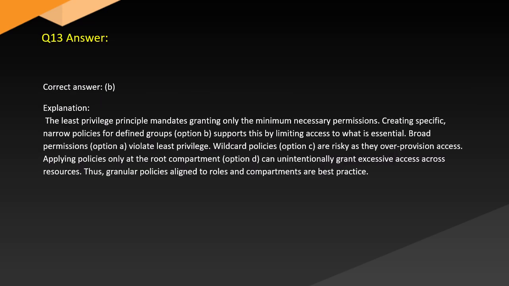Answer. Correct answer, B. Explanation. The least privilege principle mandates granting only the minimum necessary permissions. Creating specific, narrow policies for defined groups, option B, supports this by limiting access to what is essential.